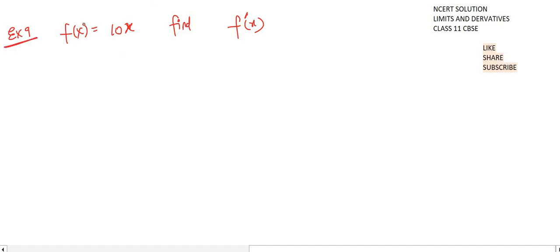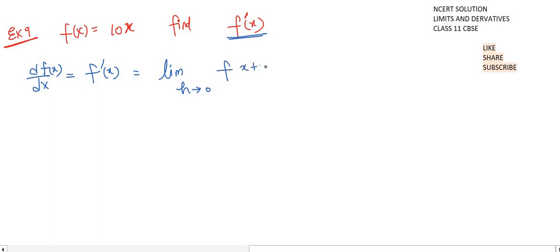This is example number 9. You will find it in your book. So what is the formula for the derivative? f dash x, meaning they are asking for df by dx, the derivative. We also call it f dash x. So what is the formula? We are doing it from first principle: limit h tending to 0 of f of x plus h minus f of x, by h. This is the formula.